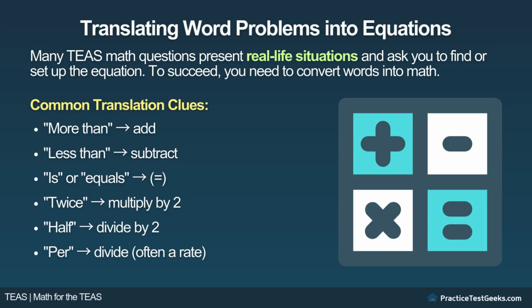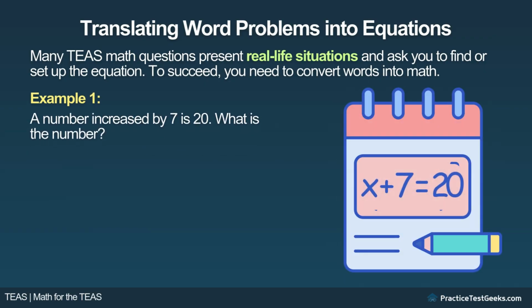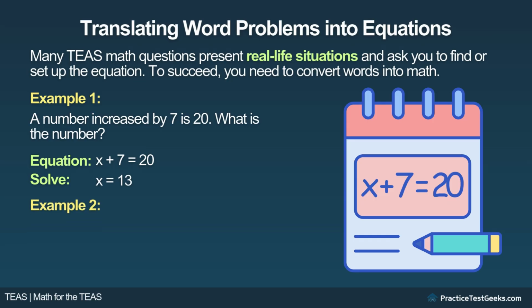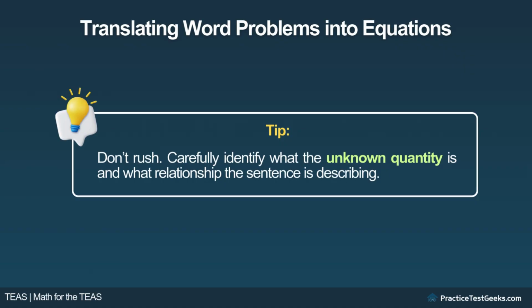Let's go over a couple of examples to see how this works. First example, a number increased by 7 is 20. What is the number? This translates to the equation x plus 7 equals 20. Now, subtract 7 from both sides. x equals 13. Next example, 3 times a number is 27. This becomes 3x equals 27. Then, divide both sides by 3. x equals 9.